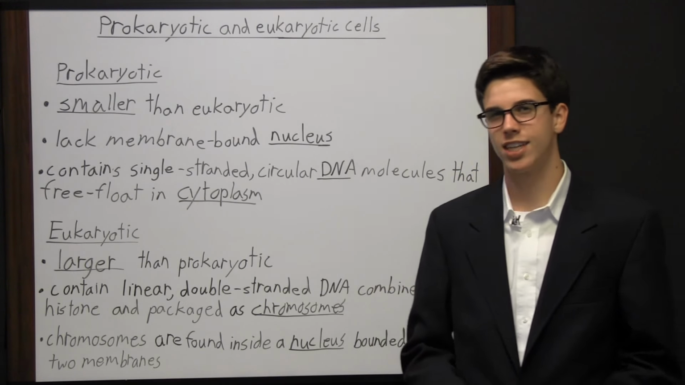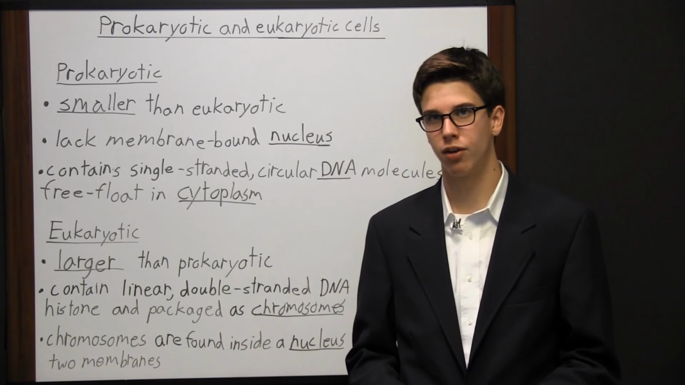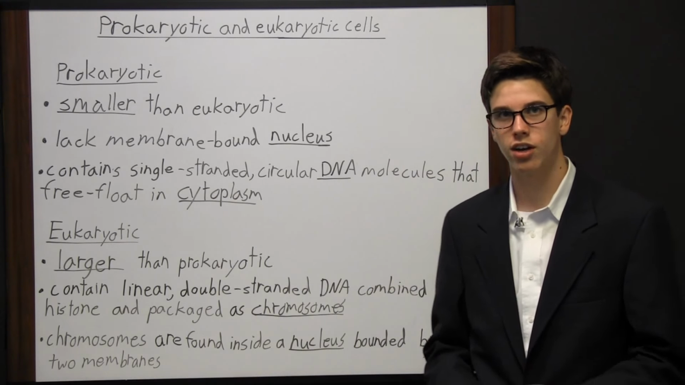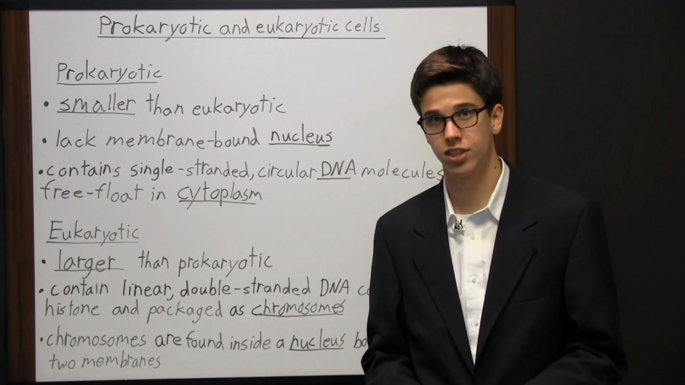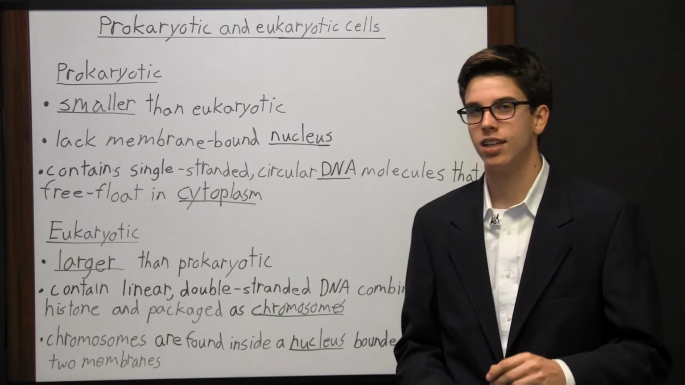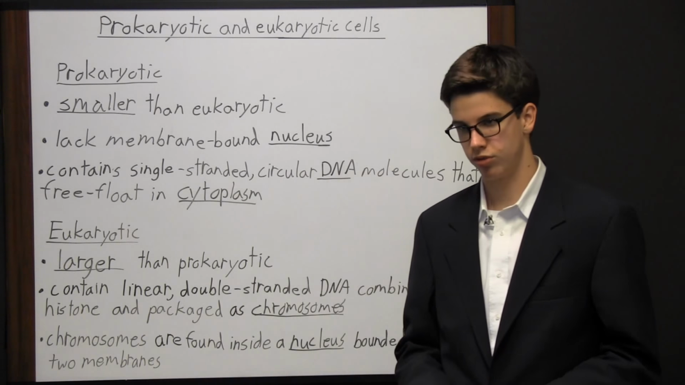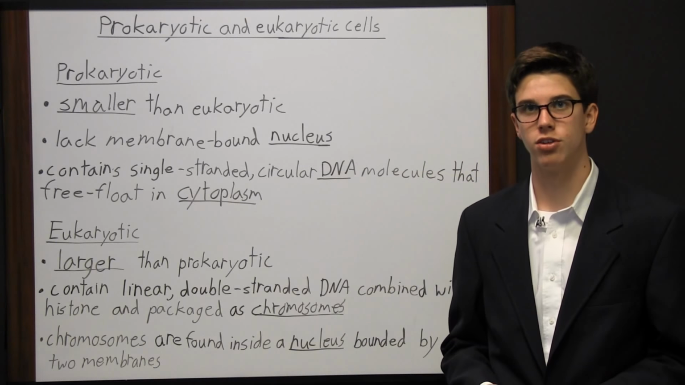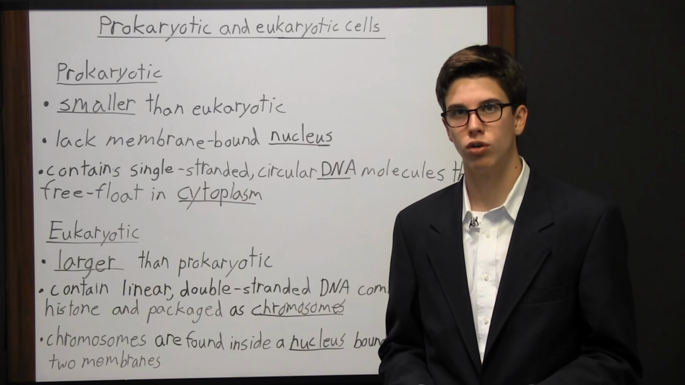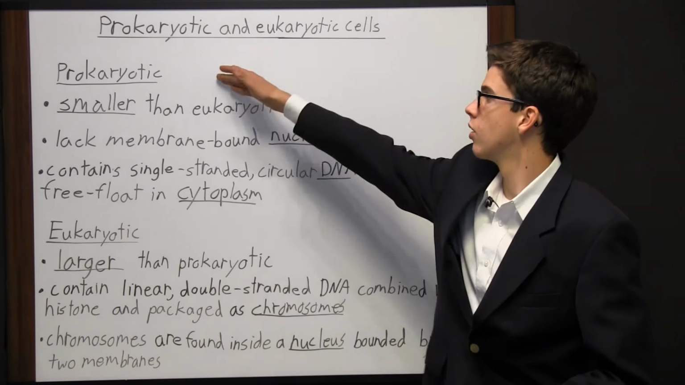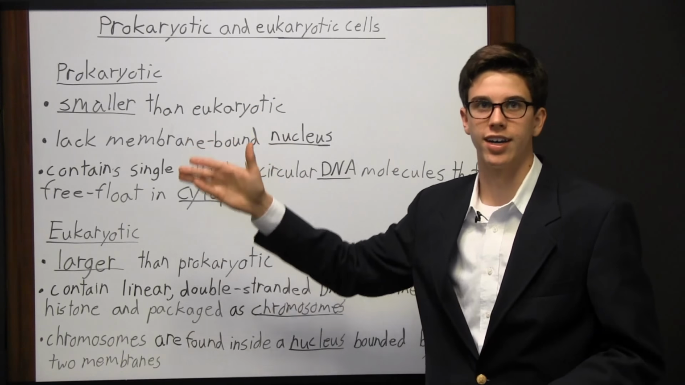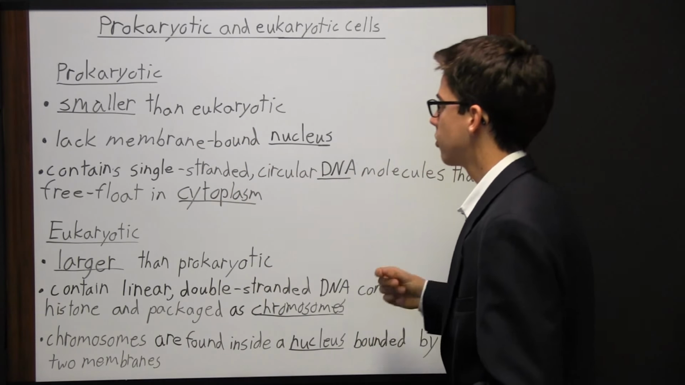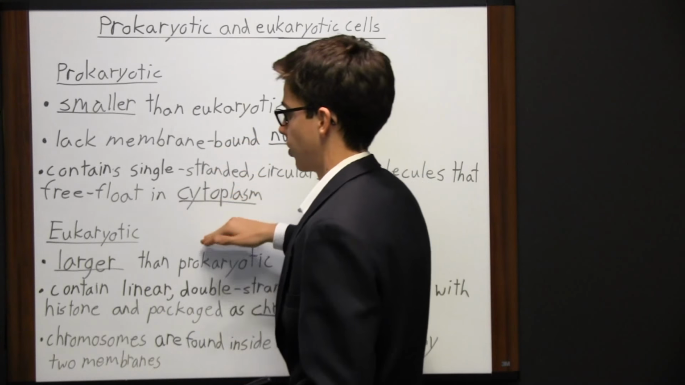Now, eukaryotic cells contain a variety of other membrane-bound organelles, such as mitochondria, chloroplast, endoplasmic reticula, Golgi bodies, lysosomes, and vacuoles. Now, eukaryotic ribosomes are larger and more complex than those found in prokaryotes, which is another way of saying prokaryotic cells.